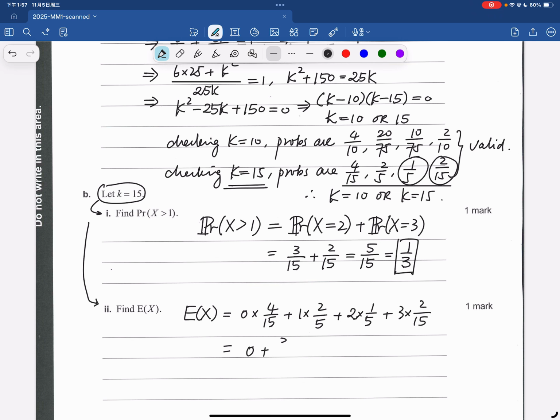Let me just write that properly. 4 divided by 5 plus 6 out of 15. So eventually this thing can be simplified to 2 out of 5. Therefore you get 6 out of 5. Therefore mu equals the expected value of x, 6 over 5, or you can write 1 and 1/5, or 1.2. So that is a very simple probability question.